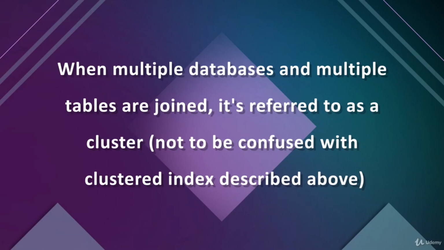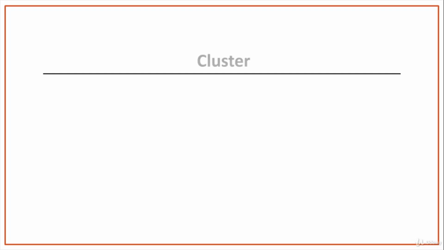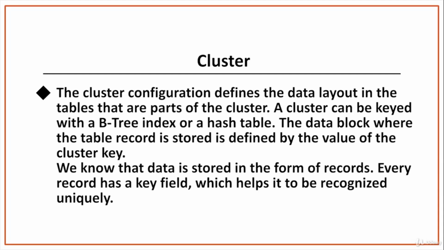This may improve the joins of these tables on the cluster key, since the matching records are stored together and less I/O is required to locate them. The cluster configuration defines the data layout in the tables that are parts of the cluster. A cluster can be keyed with a B-tree index or a hash table. The data block where the table record is stored is defined by the value of the cluster key.